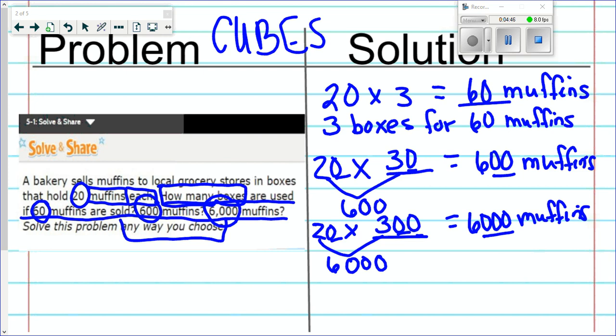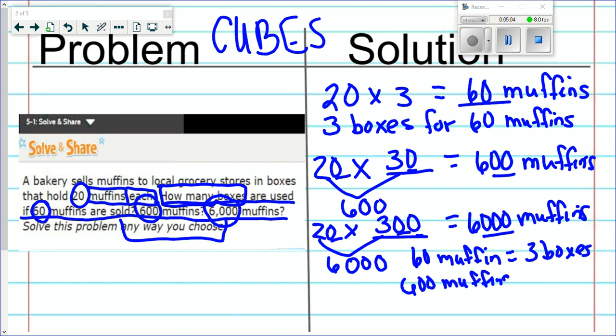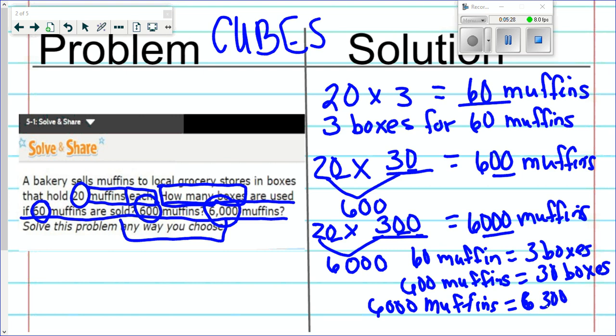So if I'm going to answer all of these, how many boxes are used for 60 muffins? 60 muffins would be 3 boxes. 600 muffins would be 30 boxes, and 6,000 muffins would need 300 boxes.